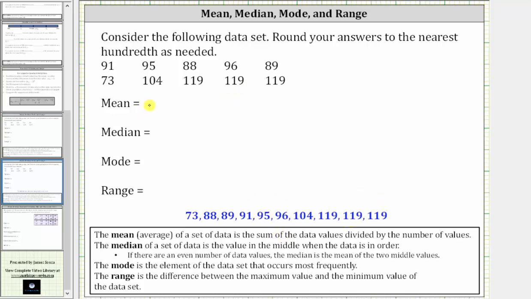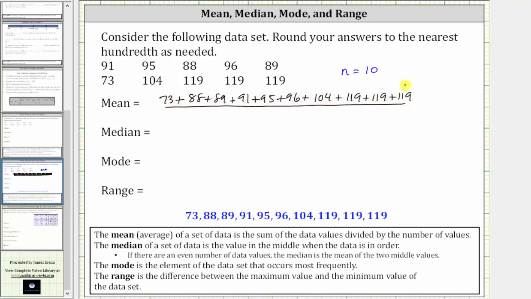And now let's determine the mean. The mean or average of a set of data is the sum of the data values divided by the number of values. So the mean is equal to the sum of all these values, and because there are 10 data values, we divide by 10 and we say n is equal to 10. Let's begin by determining the sum of the data values. And then we divide this sum by 10, again the number of data values.